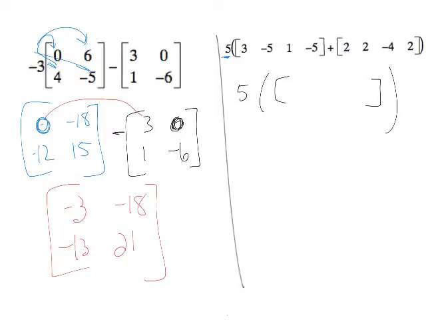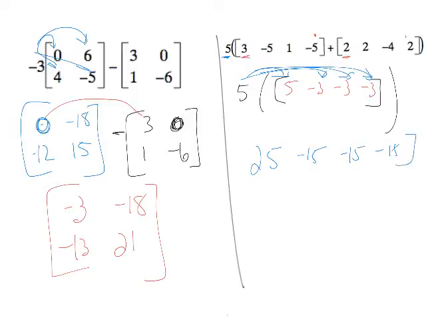So we're going to do 3 plus 2, and we're going to get a 5. Then we're going to go -5 plus 2, we'll get a -3. We'll do a 1 plus a -4 and get a -3, and then that last term, a -5 plus a 2, gives me a -3 again. Now you distribute, right? And then all you got left is a 25, and then 3 -15s. Okay? So that one obviously went a little faster. That's a 15, by the way. There we go.